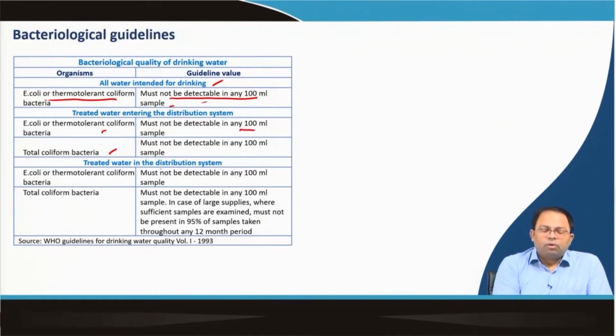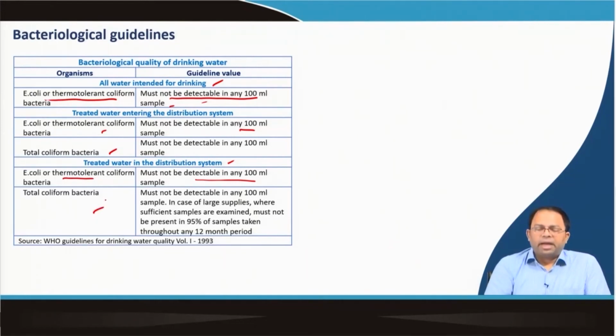Then there is treated water in the distribution system. This is water at different points in the distribution system, because what happens, there could be contamination in the pipeline. That means in certain cases there may be leakages, and that is where sewage may be getting mixed with the pipeline. So that is why we also have to test the water quality at different points in the distribution network, and there also we should not be detecting any E. coli or thermotolerant coliform bacteria.